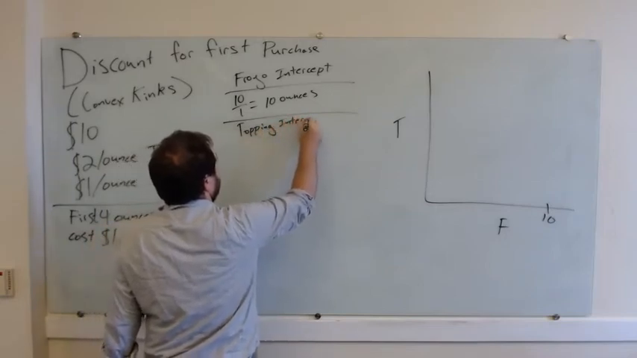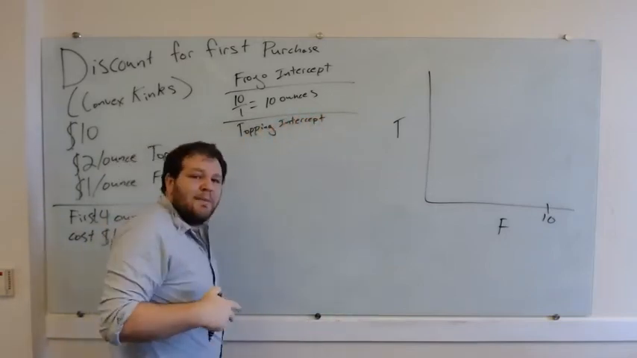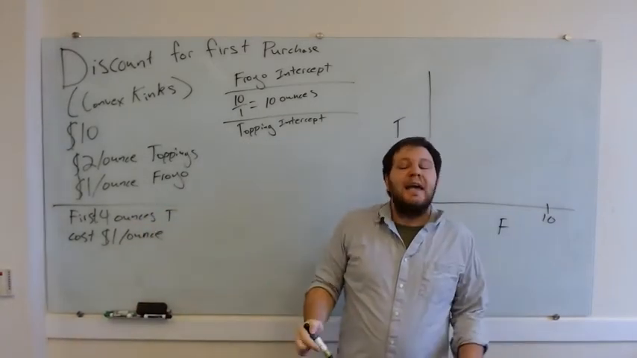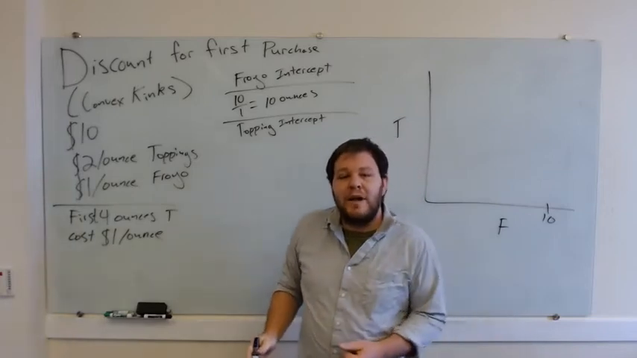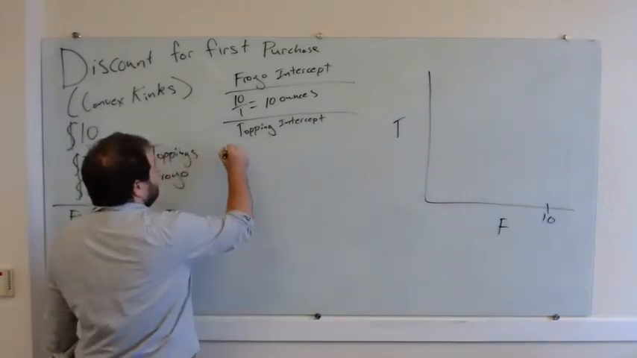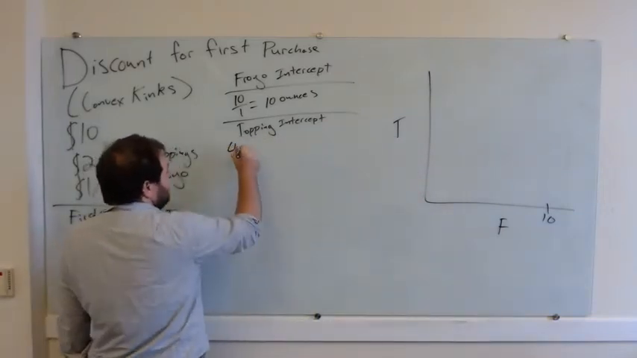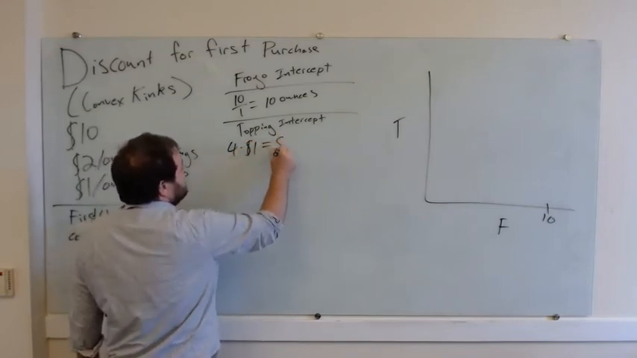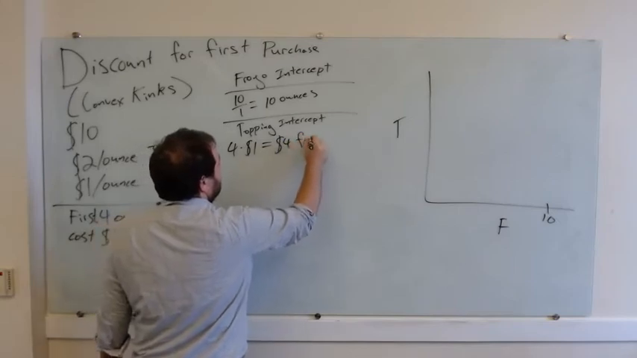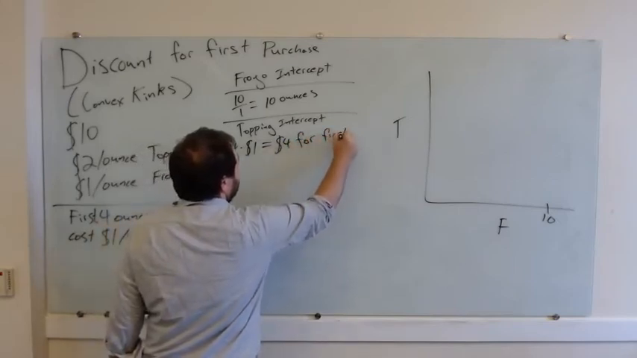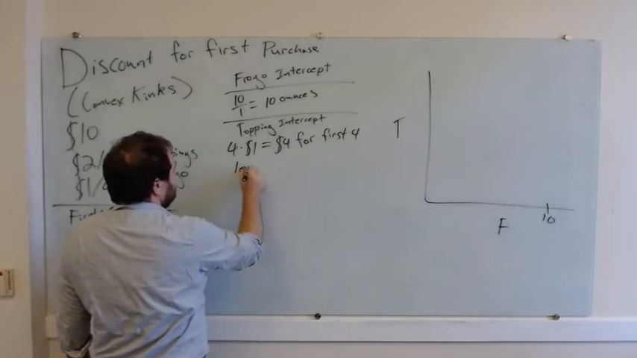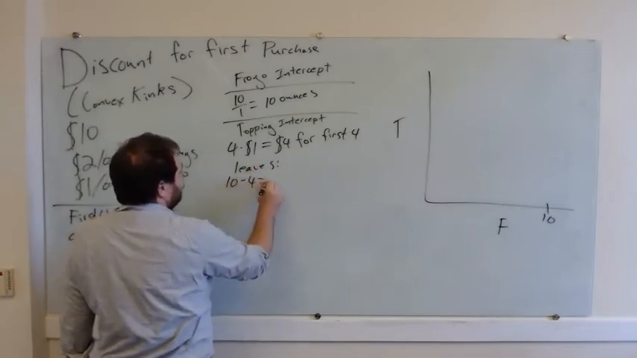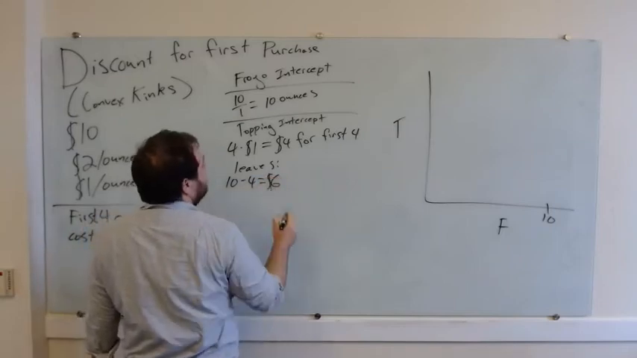So this one's going to be a little bit harder to think through, because the price that you pay for topping is going to depend on how much you buy. So we know that for the first 4, you can buy 4 ounces of topping at $1 an ounce, and that's going to cost you $4 for the first 4. That leaves you with 10 minus 4 equals $6.